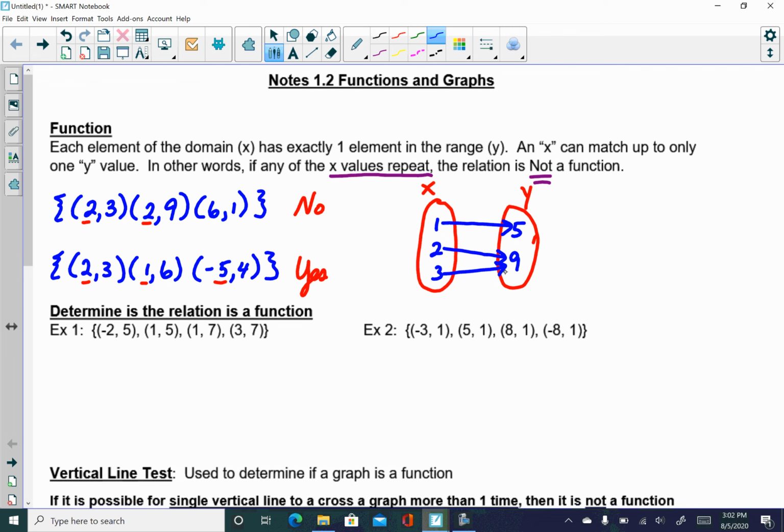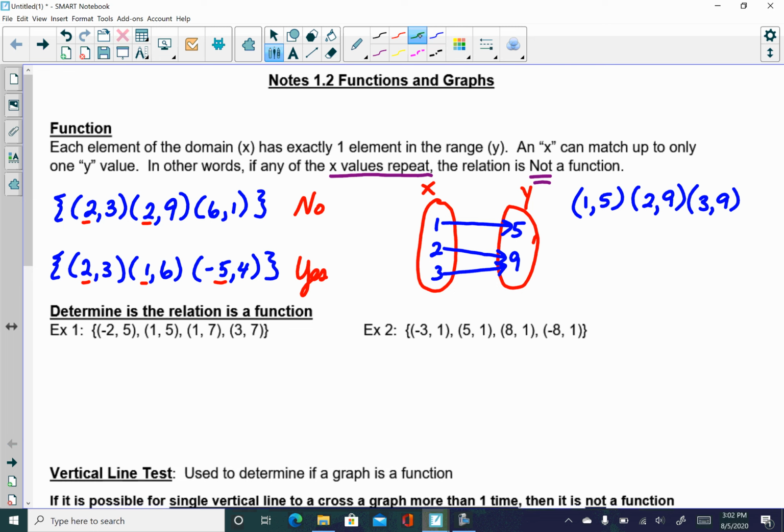Essentially from here, if I created the ordered pairs, I have the ordered pair (1, 5), just following it from left to right, the ordered pair (2, 9), and then the ordered pair (3, 9). It's certainly okay that my y values repeat. You just always are focused on whether your x values repeat or not. All of my x values here are different, so yes, that's a function.